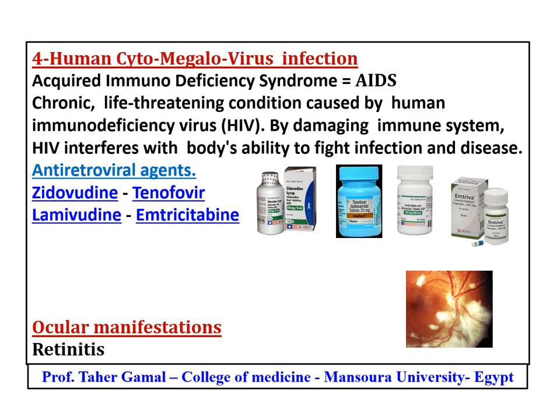Also, a viral disease is human cytomegalovirus infection. Acquired immunodeficiency syndrome, or AIDS, is a chronic, life-threatening condition caused by human immunodeficiency virus by damaging the immune system. HIV interferes with the body's ability to fight infection and disease. The treatment is antiretroviral agents: zidovudine, tenofovir, lamivudine, or emtricitabine. The ocular manifestation is in the form of retinitis, inflammation of the retina.